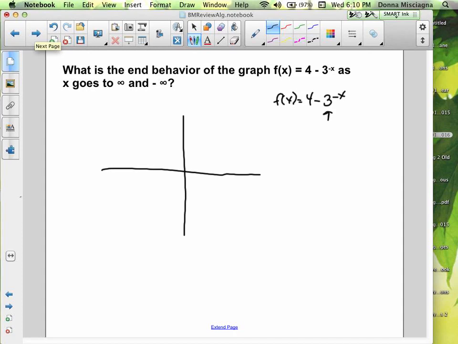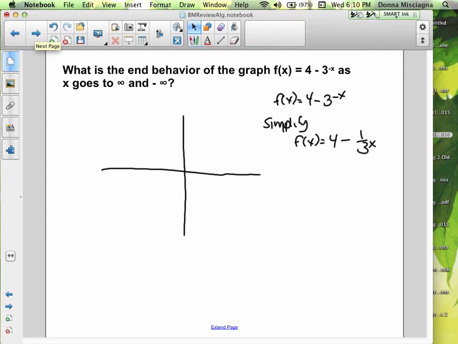So is that growth or decay? Well, initially it might look like growth. It's got a base, looks like, hey, the base is 3. But no, it has a negative on it. We could simplify that. And so if we simplify, we have f of x equals 4 minus 1/3 to the x. All right, so now we see we are decay. Okay? So our basic shape is going to be that, right? Decay. All right, so what's that? 4.